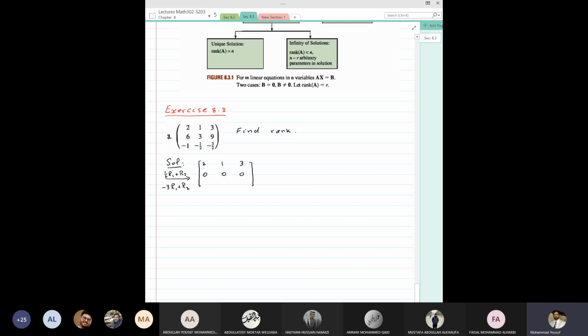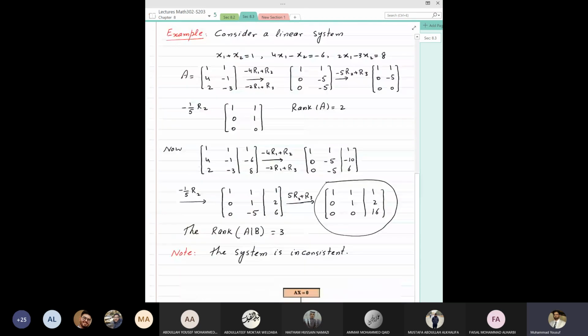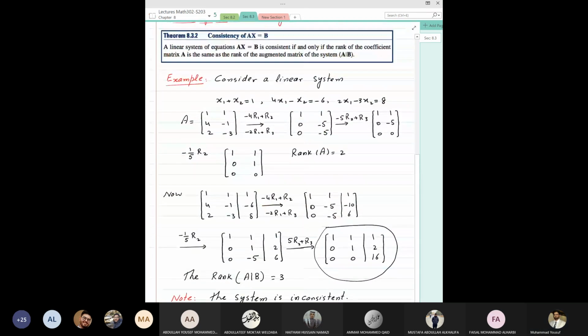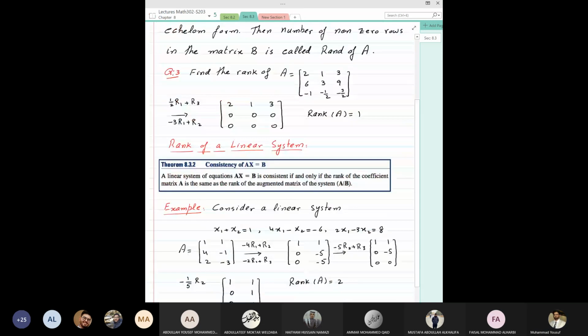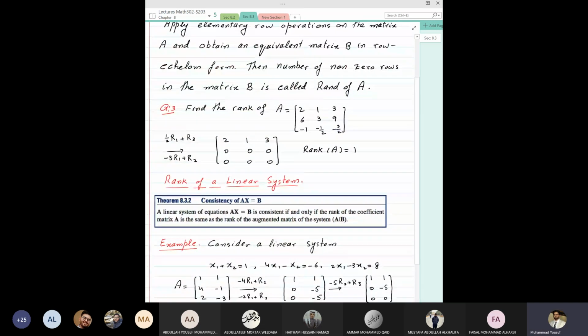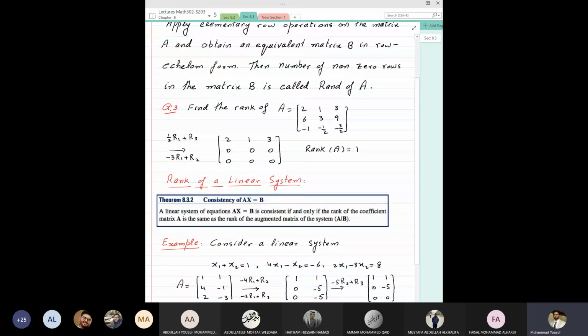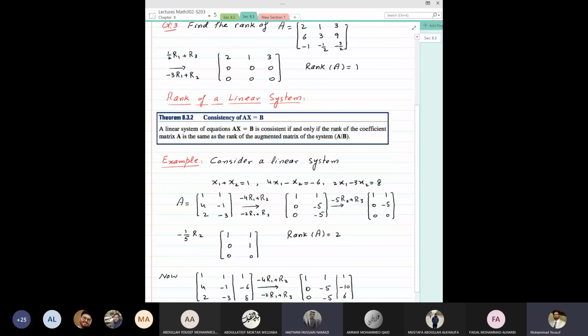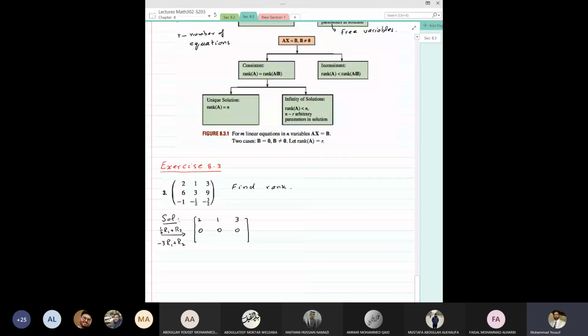Was this the same example I showed you here for the rank? Oh yeah, this is the same question number 3 I did here before. You see it now? Yes. So we are done with this one. This question is done, that we need to apply row operations.